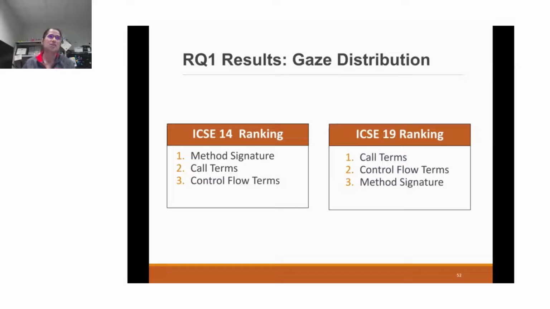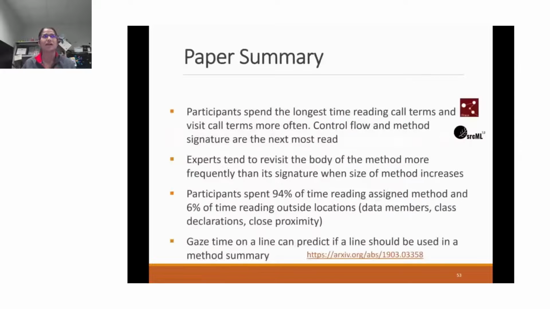And this is just one finding. There are other interesting findings too, but I'll keep it brief here. So they spend longest time reading call terms. Experts tended to revisit the body of the method more frequently than the signature as the method size increased. So we had different sizes of methods as well. Okay.